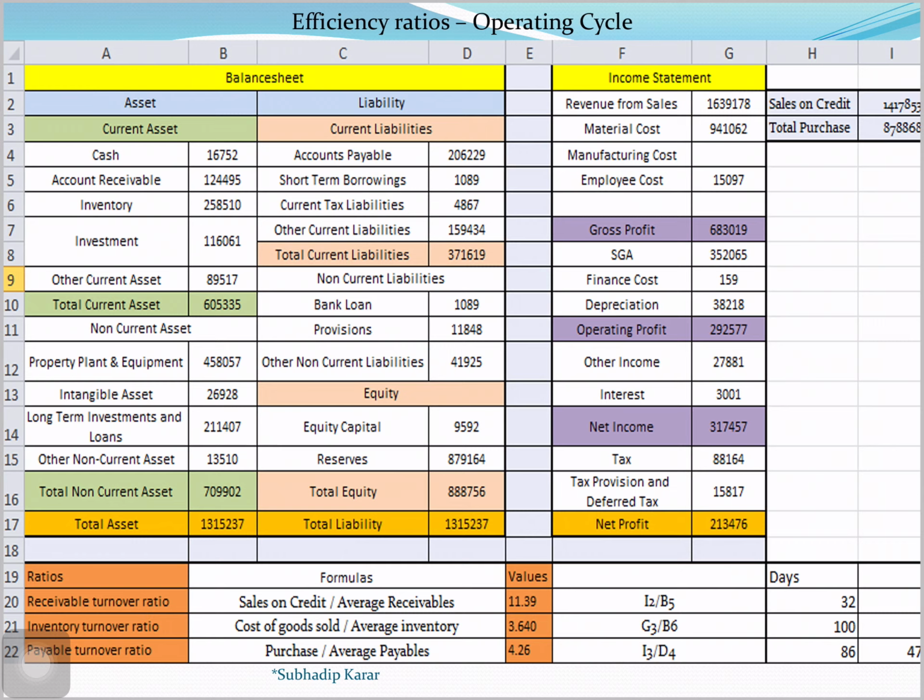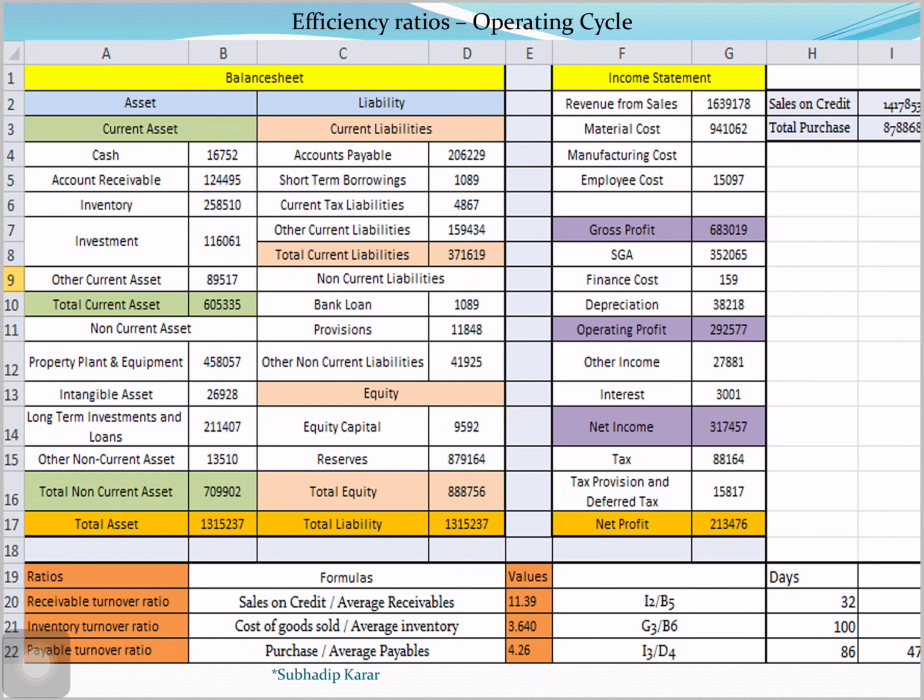The next one is the payable turnover ratio. It measures how fast the company can pay its creditors from its cash and cash equivalents. It is derived from the purchases on credit over the average payables. All these ratios can be converted into days if we divide 365 by these ratios.